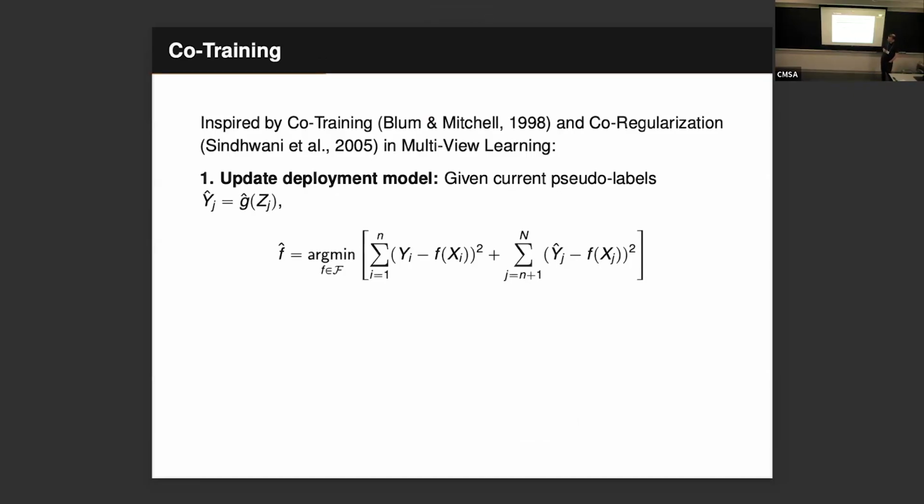So what we're going to do is the following. Let's suppose that someone gives us some pseudo labels, some Y hats. Then I'm going to train the deployment model. The deployment model, again, is the model that I'm using for predicting Y given X. I'm just treating the Y hats now as labels, and then fitting a model to this. So that's going to be my F hat.